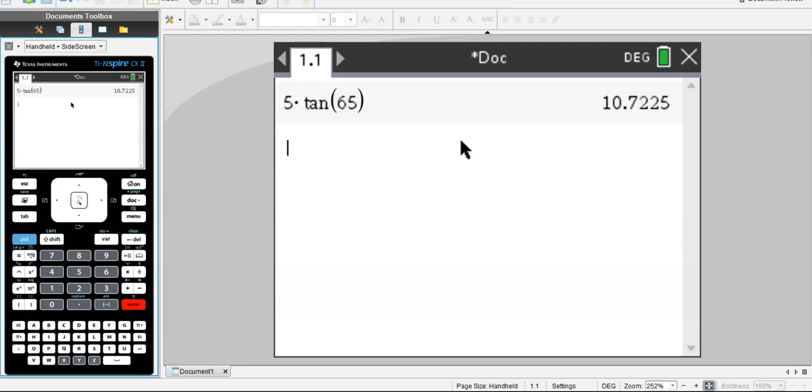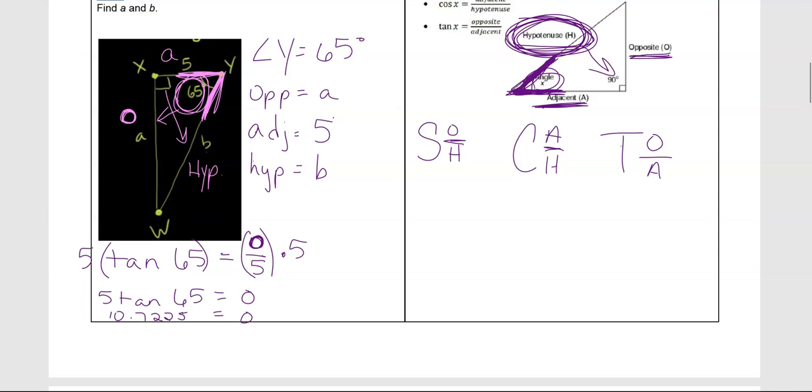And we get 10.7225. Okay, and that's equal to our opposite side. We're going to go ahead and just round it to the nearest hundredth. So A is 10.72 because this 2 right here is less than 5, so we round down.